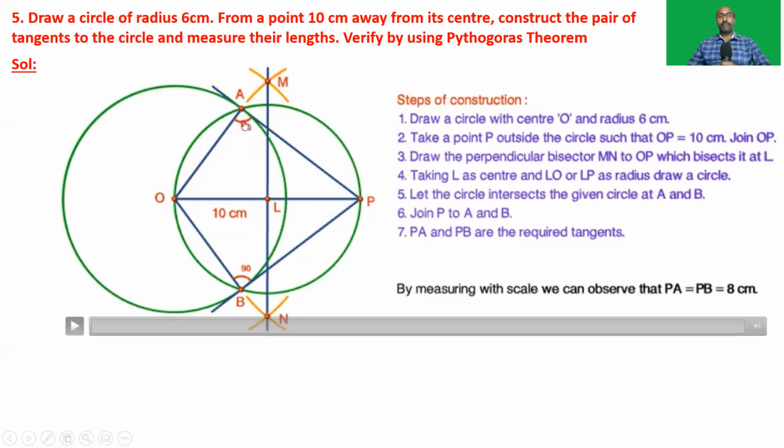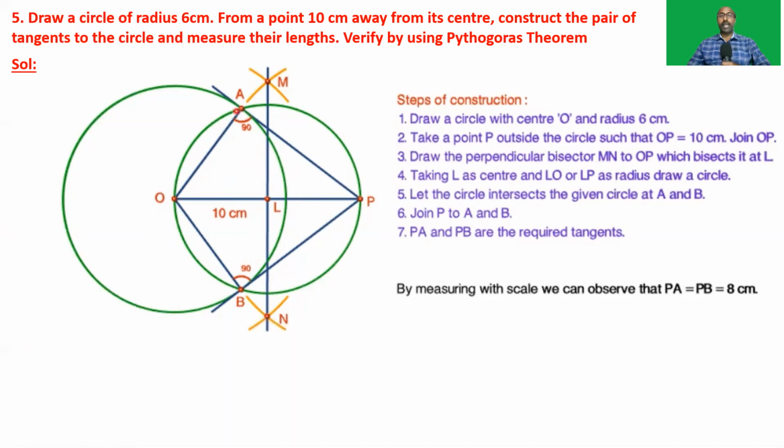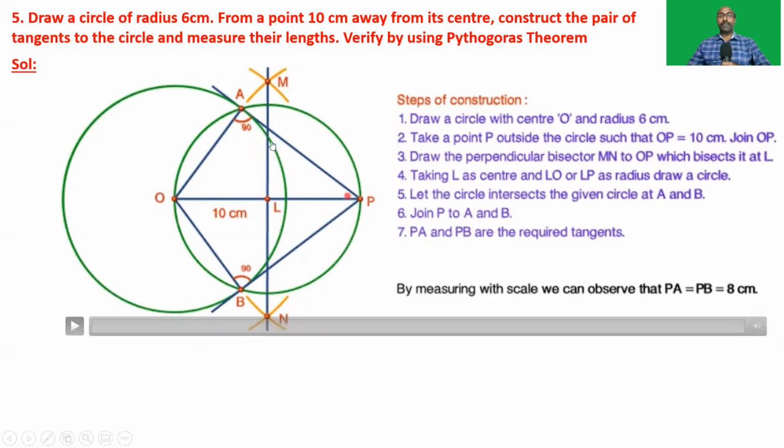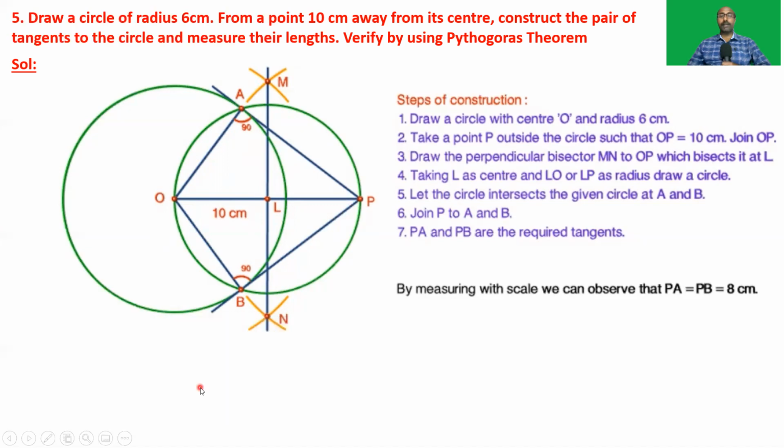So in this figure, we have triangle OAP, and in triangle OAP, OA is the radius of the circle, which is equal to 6 centimeters. And length of tangent PA is 8 centimeters, and the distance OP is 10 centimeters. So we have all the three sides of right angle triangle, and we just have to verify the Pythagoras theorem. That's all. So verification of Pythagoras theorem.